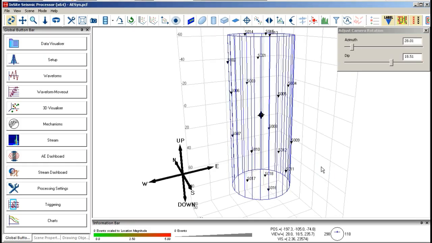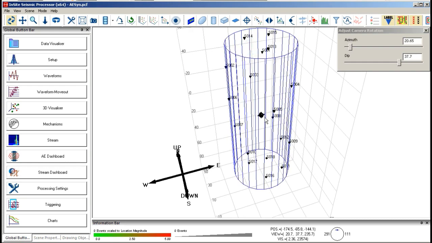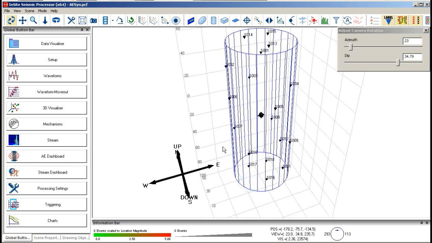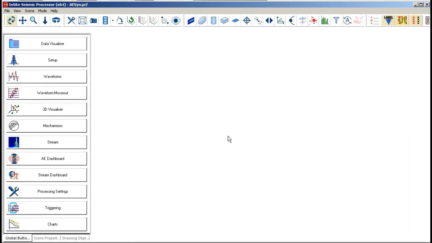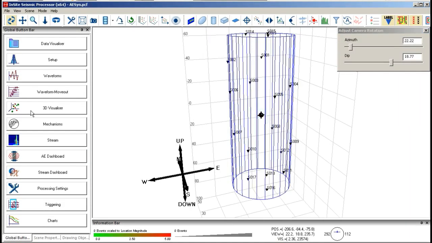I'm using a lab acoustic emission as an example here, as you can see in this 3D visualizer. There are 18 sensors around the cylindrical rock sample, and the waveform looks like this. This is a synthetic acoustic emission, and therefore I know the location. The location has to be at the 0, 0, 0 origin point, marked by this dot here. To use the Geiger method, it's very simple.